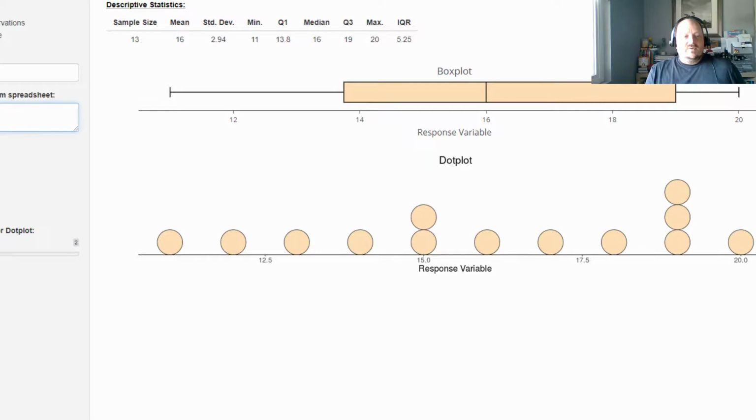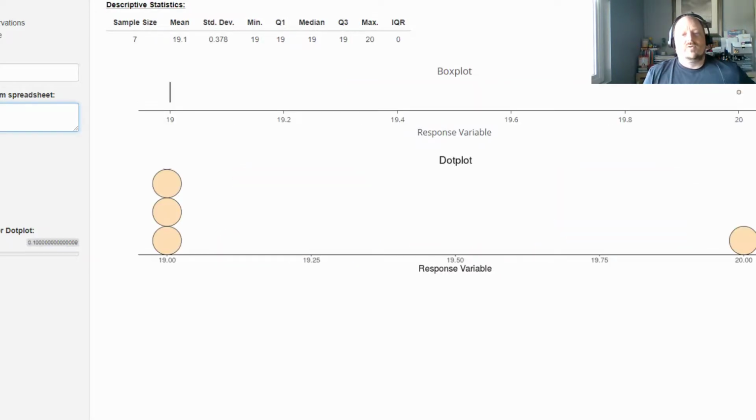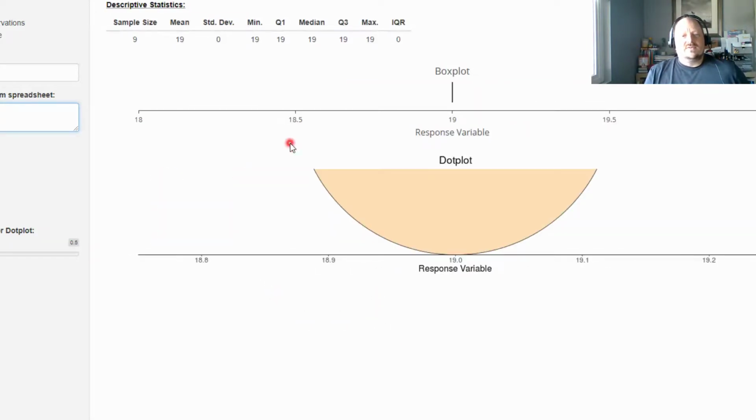So if you really wanted a pretty boring set of data, what you could do is just take a set of data where you had basically the same number over and over and over again. And so here the number 19 is repeated 9 different times. Guess what? The mean is 19.